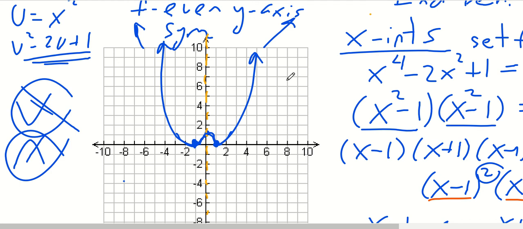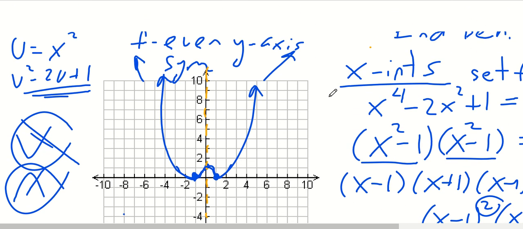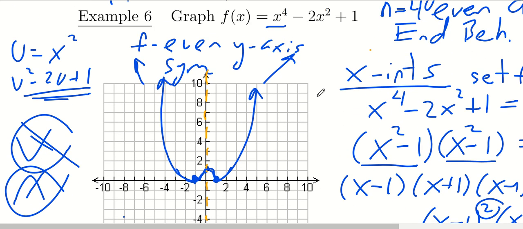But there you have it. So from just that little bit of information, intercepts, knowing their multiplicity, and the end behavior, as well as a little bit of symmetry, we're able to, by hand, come up with a very nice graph of x to the fourth minus 2x squared plus 1.